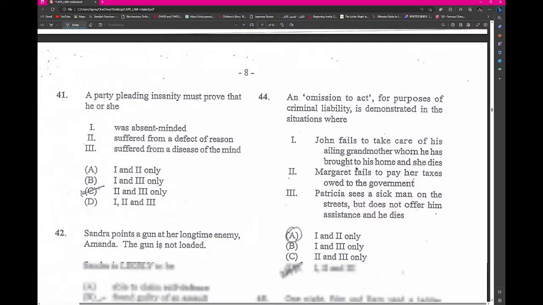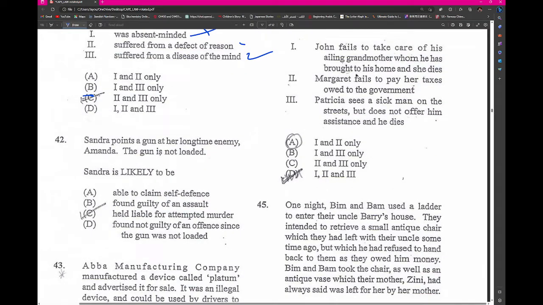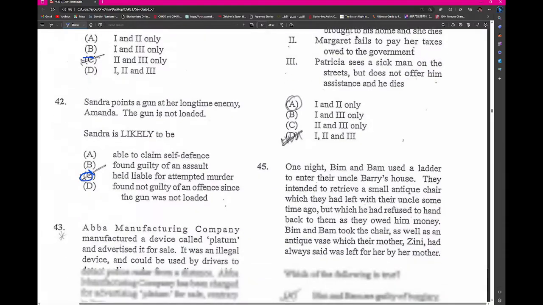Party pleading insanity must prove this and that. 1 and 3. No, I just saw that. Disease of the mind. It should be disease of the mind, but we'll have to go with the best answer. Alright. Sandra points a gun at her longtime enemy Amanda. The gun is not loaded. She's liable for attempted murder.